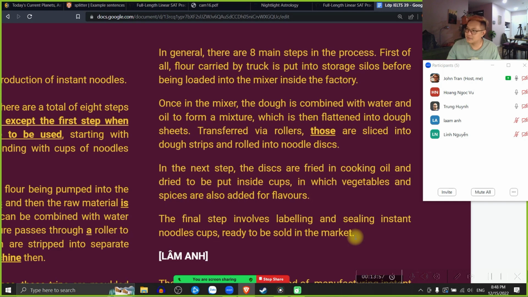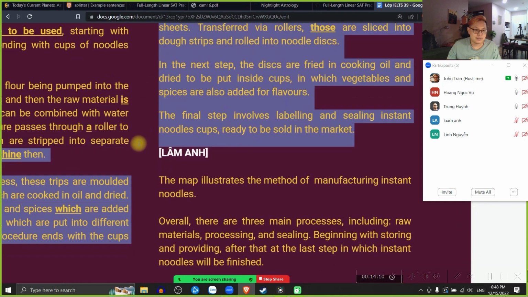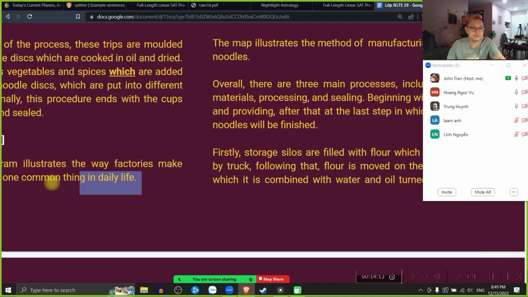Ready to be sold in the market or to the market. To be sold in the market. I think in the market's fine. Yeah. Okay, but let's see now.